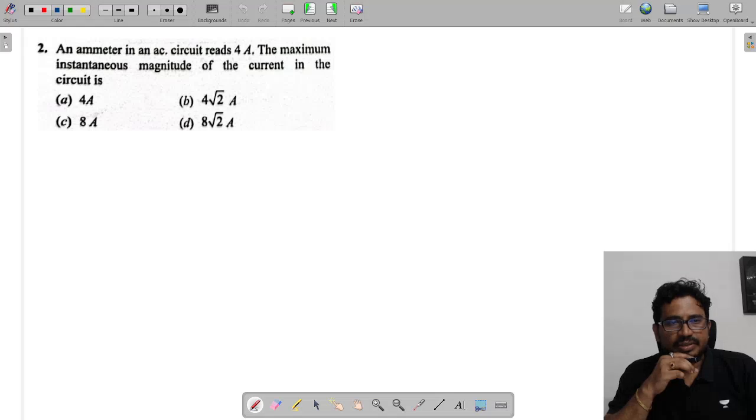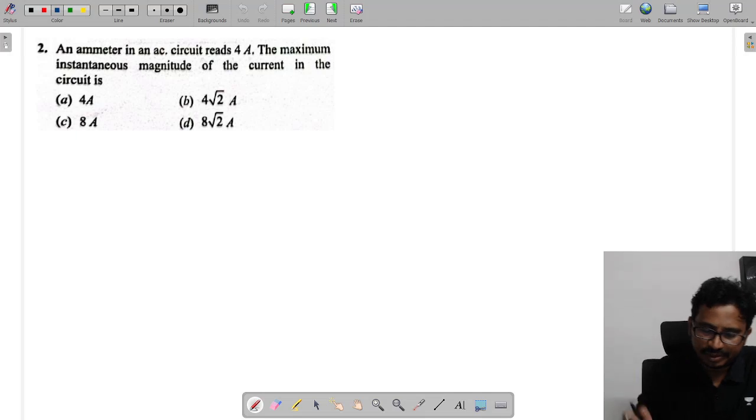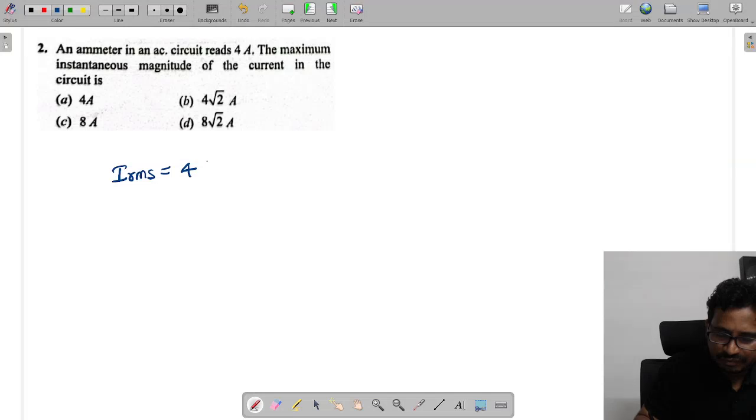An ammeter in an AC circuit reads 4 amperes. The maximum instantaneous amplitude is? They have given the ammeter. An ammeter measures RMS currents. That means the RMS value is given as 4 amperes. From this, can you tell me the peak value? That is 4 into root 2.